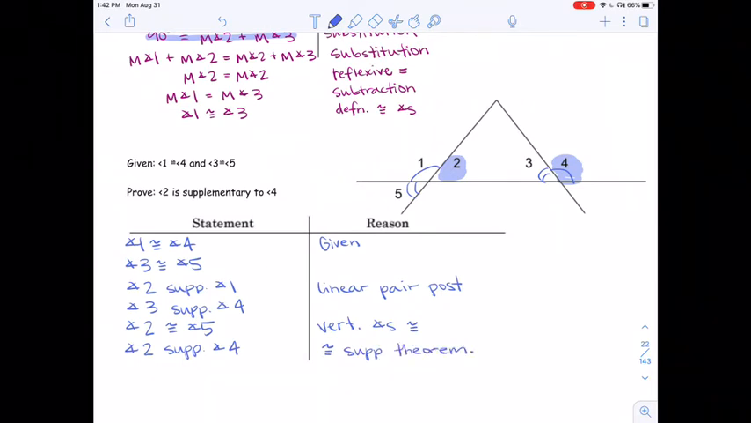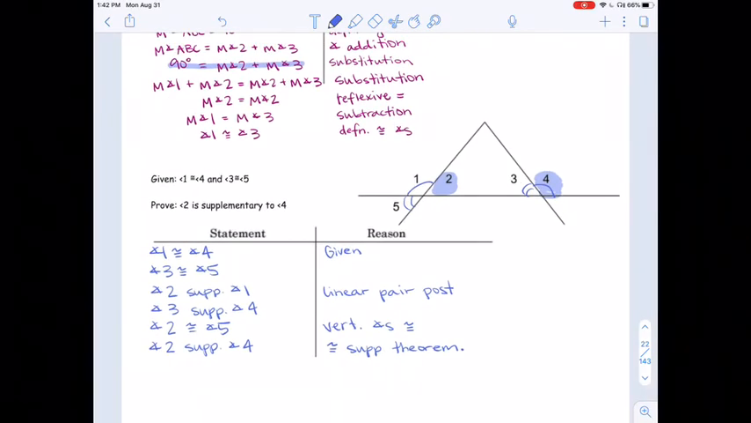theorem. Now, there are lots of different ways that you can do this. You could use 1 and 2. You could use 1 and 5. There are lots of different ways to work this, but the key is just to make that bridge using either vertical angles or our linear pair.